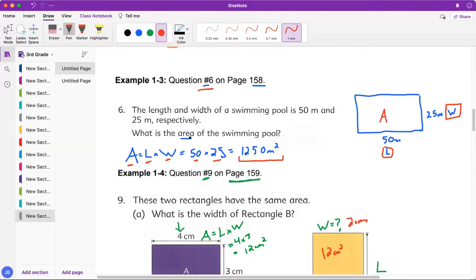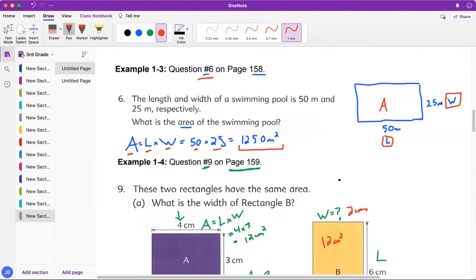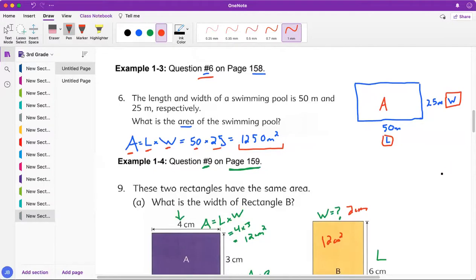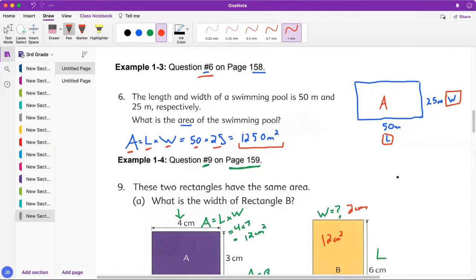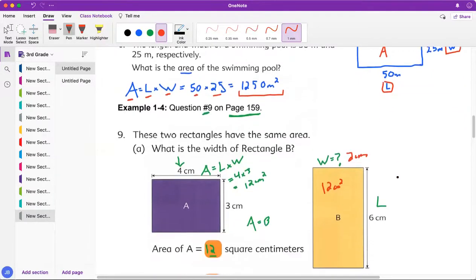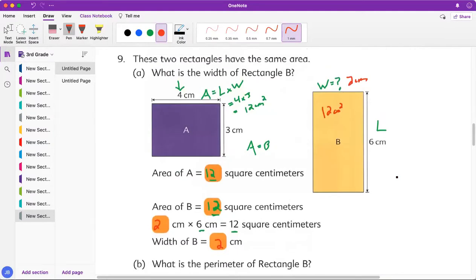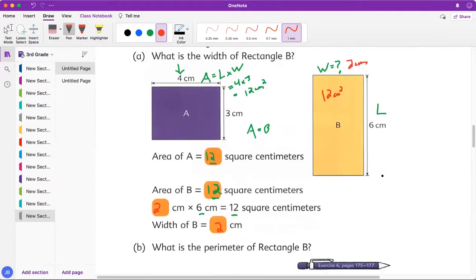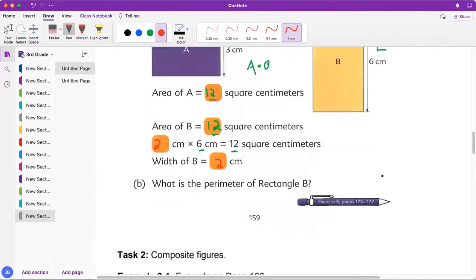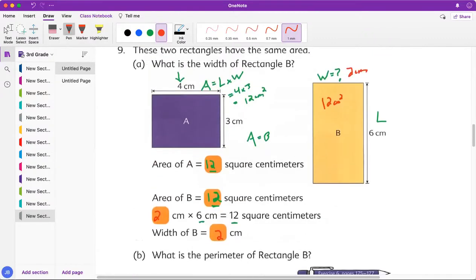Does that make sense? Does that make sense, Franklin? Yes. Okay, perfect. All right, so any questions on number 9 here? Nolan, do you have a question or? No. Okay.